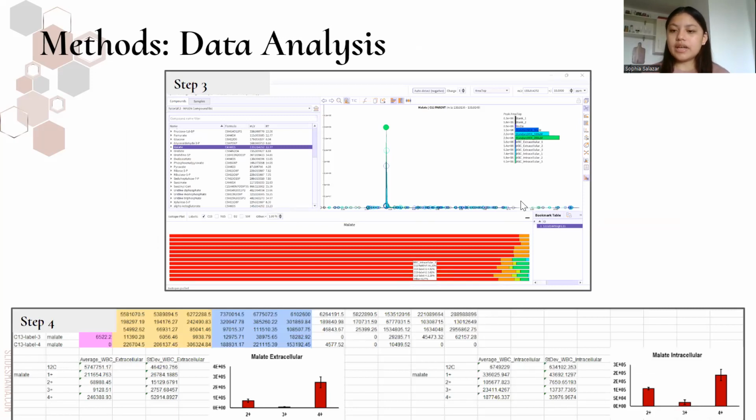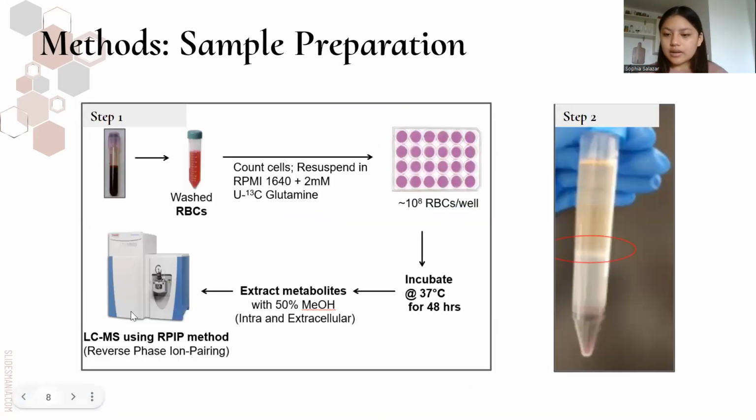After the 48 hours, the samples are extracted from the incubator, and intracellular and extracellular metabolites are extracted with 50% methanol. And if we go back over here, the metabolites go through the LCMS using the reverse phase ion pairing method, and this is used to analyze negatively charged compounds like the TCA metabolites, and they're negative because they carry 1 or more carboxylic groups.